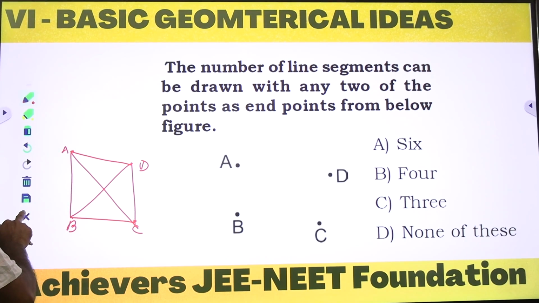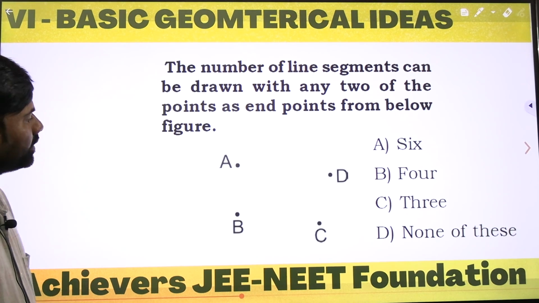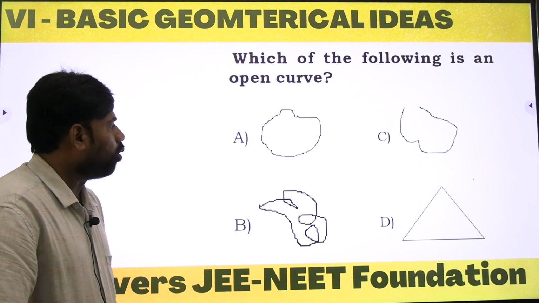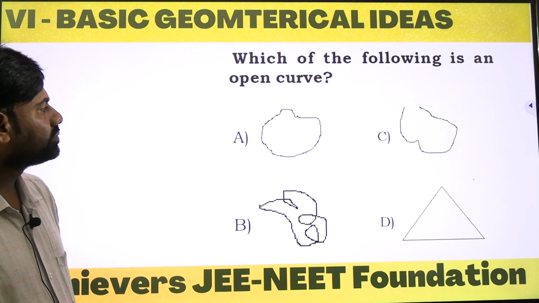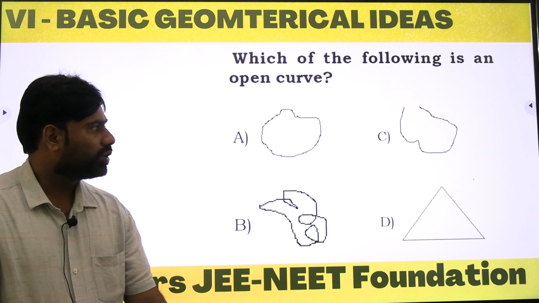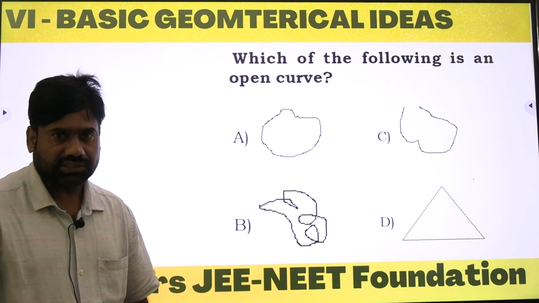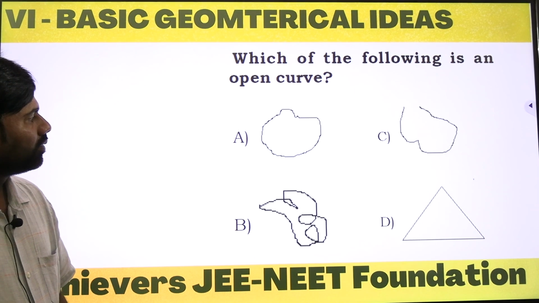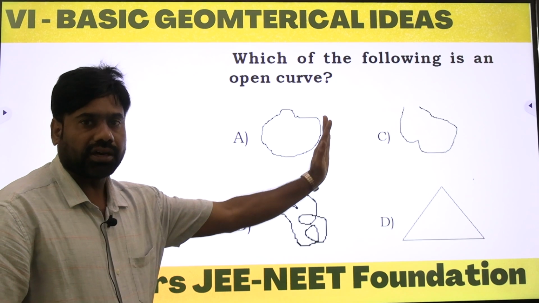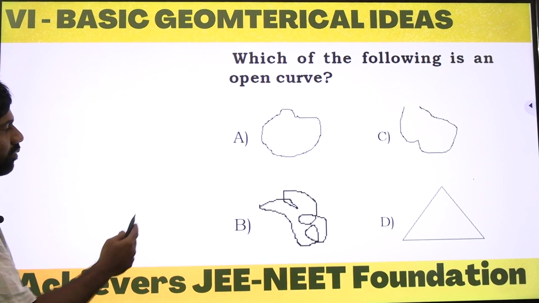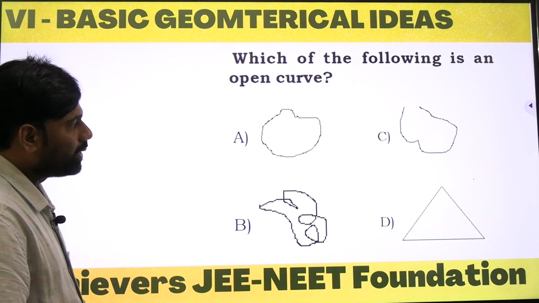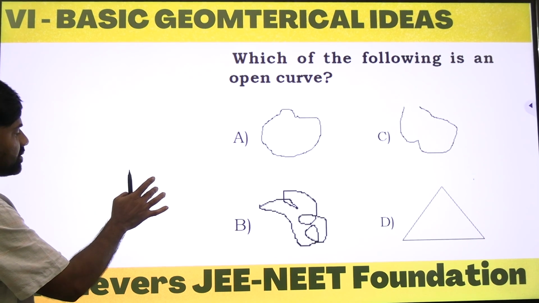Okay, let us go for next problem. Which of the following is an open curve? Open curve means what actually? The curve which does not meet at its end points is called an open curve. Then from the given options we can say very clearly option C is the open curve, because the remaining are looking closed. Therefore, the answer is option C.